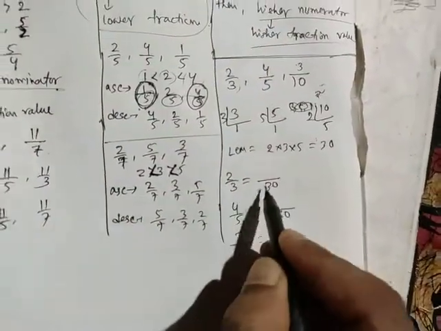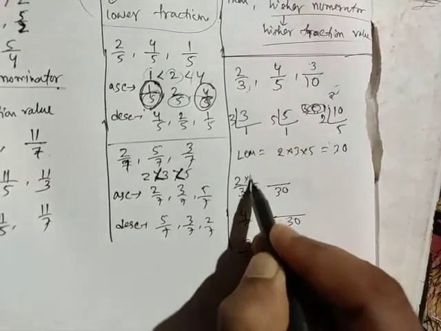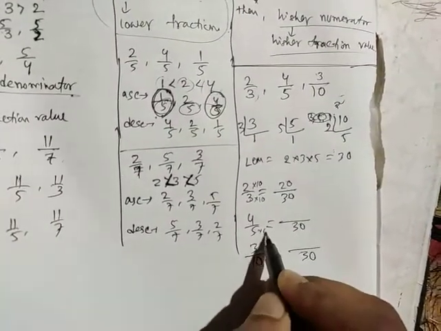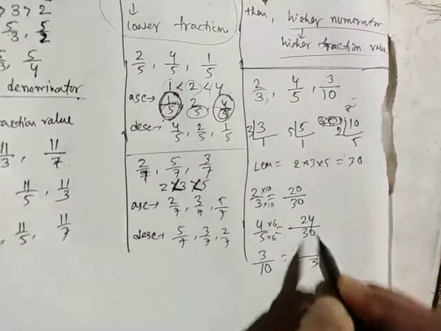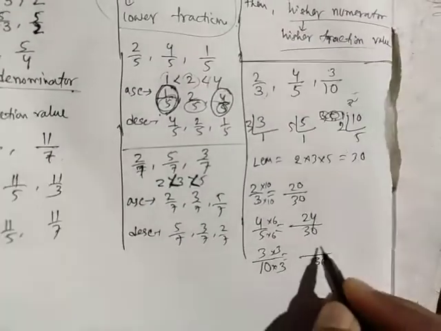Okay, so here 3 to 30. How can we get 30 from 3? If we multiply 3 with 10, we have to multiply 10 with 2 also, so we get 20 upon 30. 5 to 30: if we multiply by 6, we get 30. So 6 times 4 is 24. Next 10 into 3 is 30. So multiply 3 by 3, that is 9.